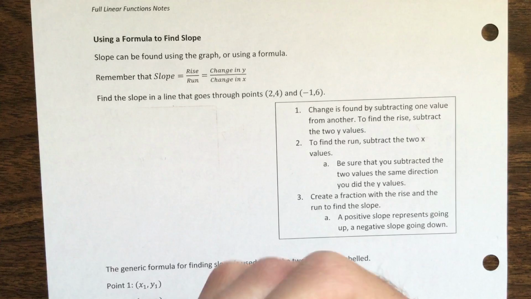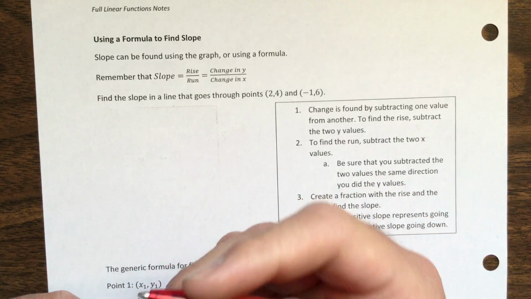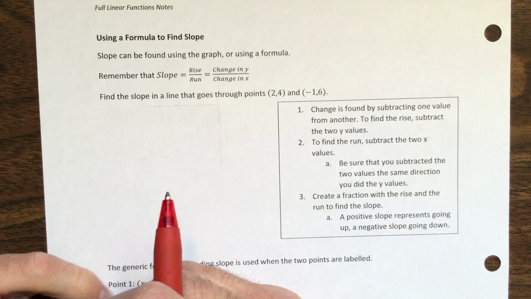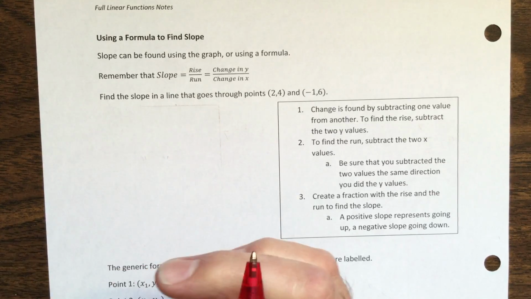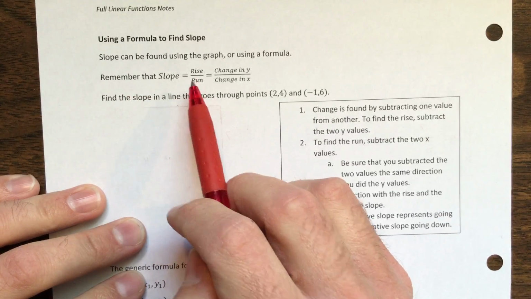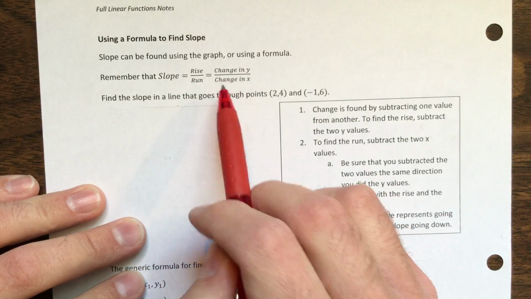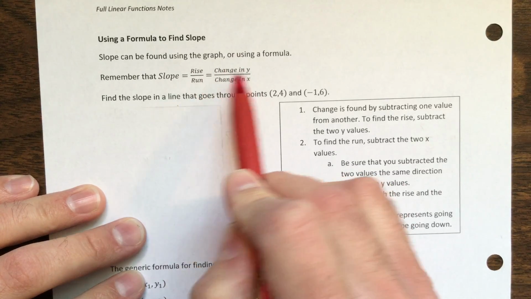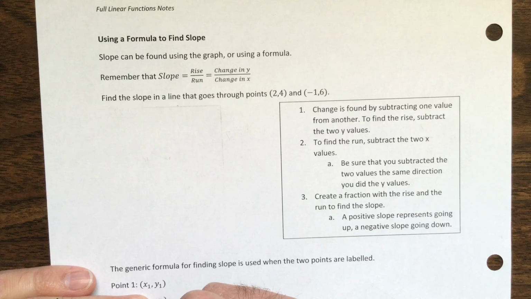Okay, and so the formula is to be used if we can't graph, or if we're just given 2 points and we're not able to graph it out, or if you find it a little bit easier, you can use it at any time. So let's remember first that the slope is rise over run, which is a change in y over the change in x. So that's one way to look at it. It's how much the y value is changing over how much the x value is changing.